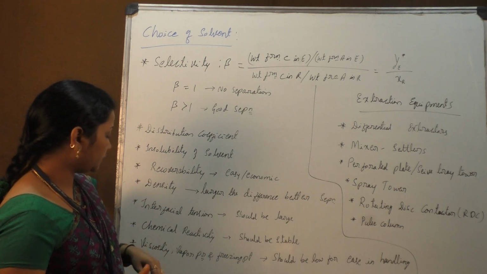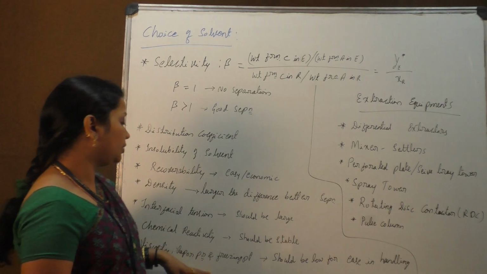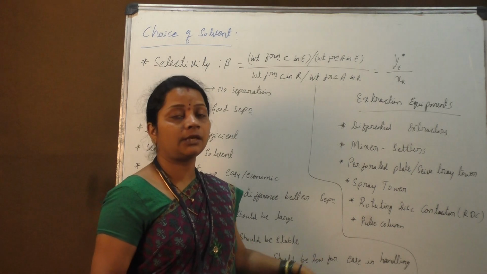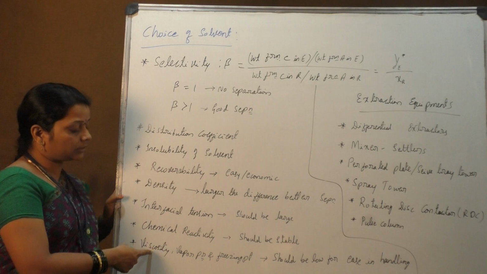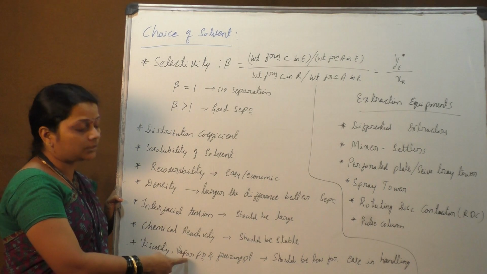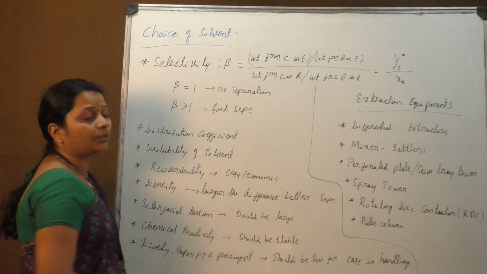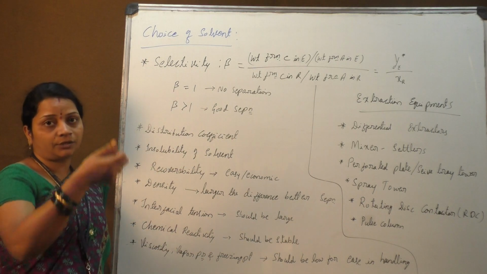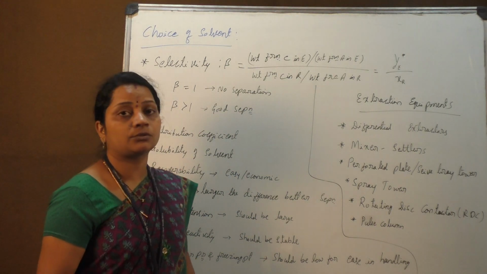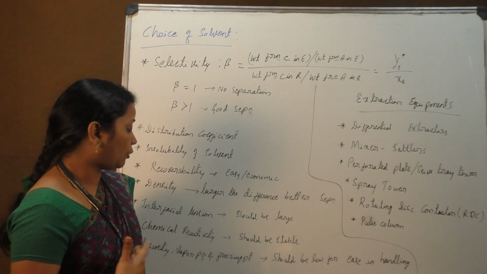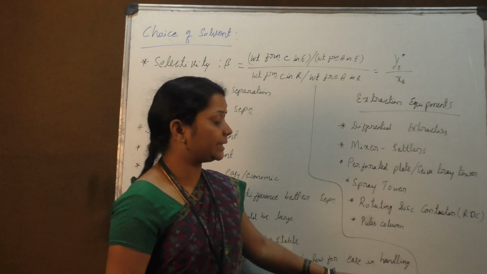Then further properties like viscosity, vapor pressure and freezing point should be low for ease in handling. If these are very high, then it is very difficult. This increases pumping cost and is going to be a problem in container holdup. Freezing point matters because solidification of the solvent takes place, which does not support the operation of the separation process. So these three should be low for ease in handling.